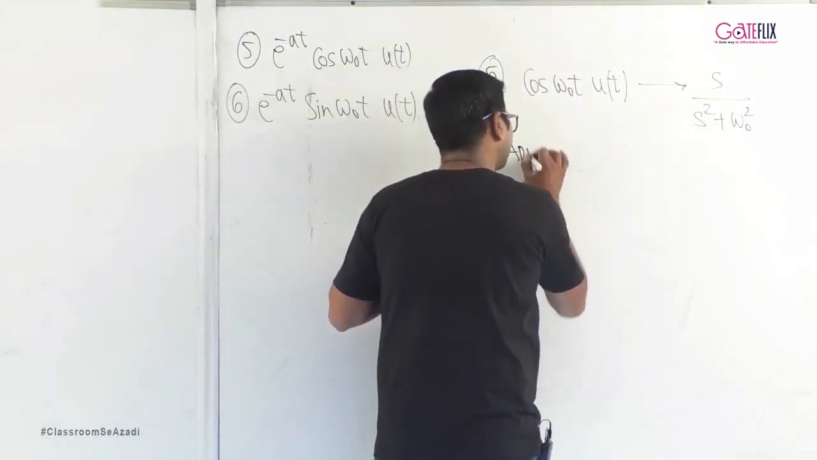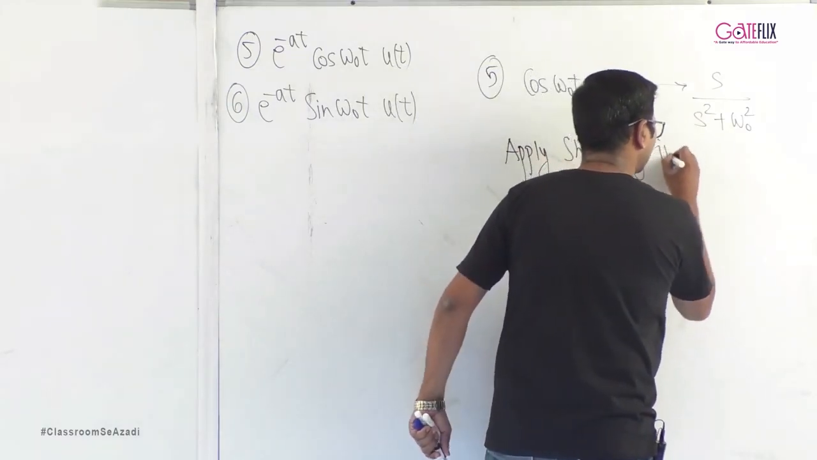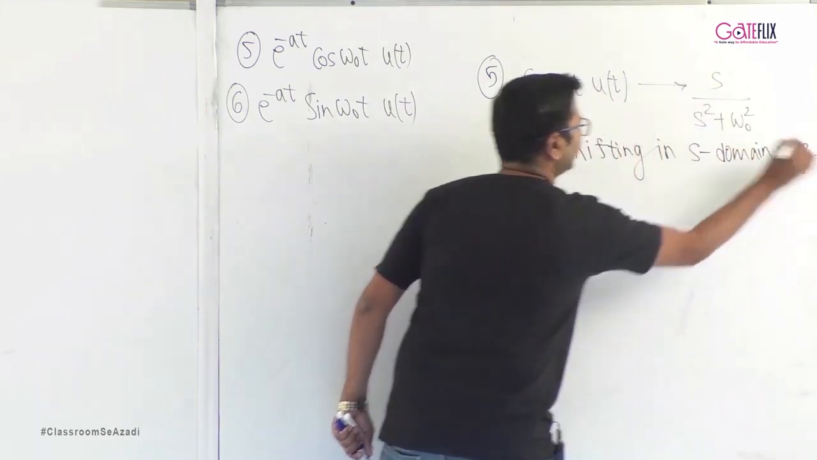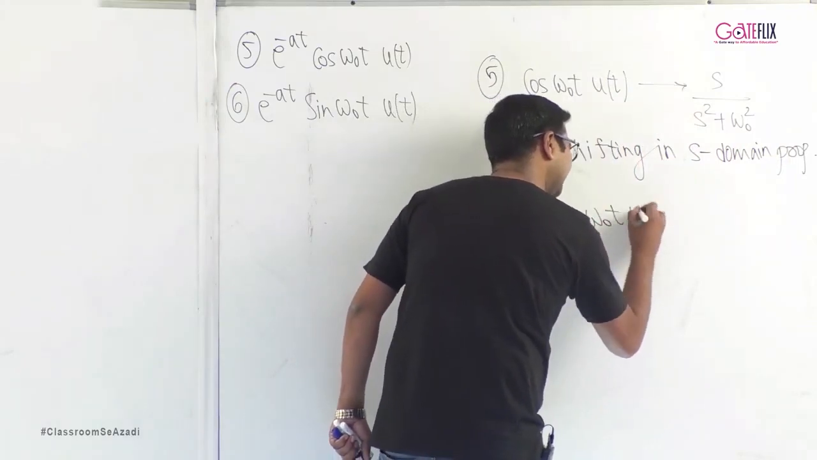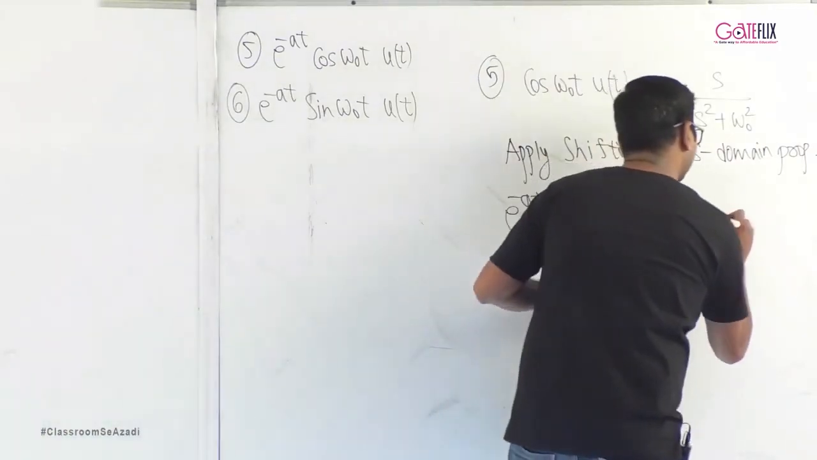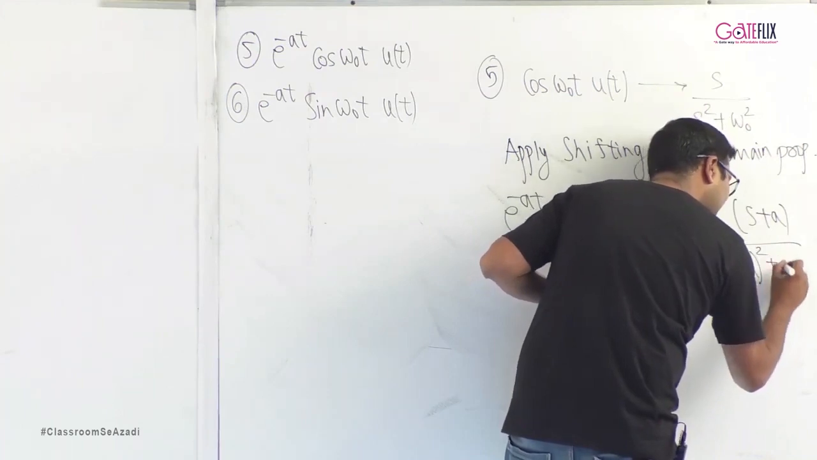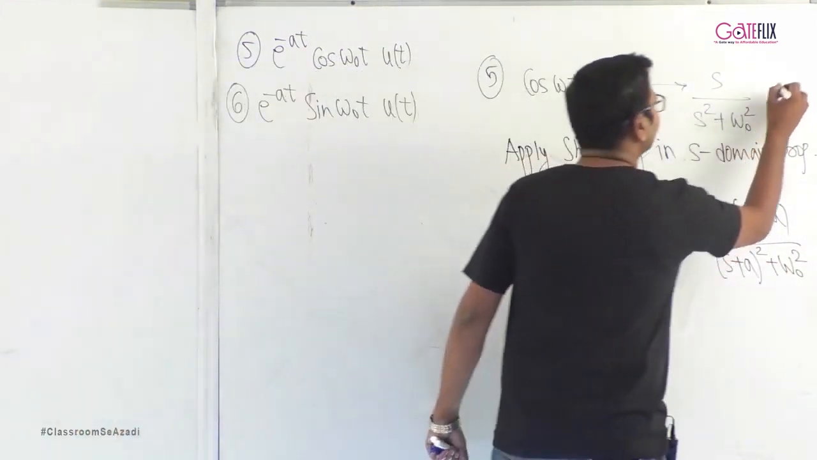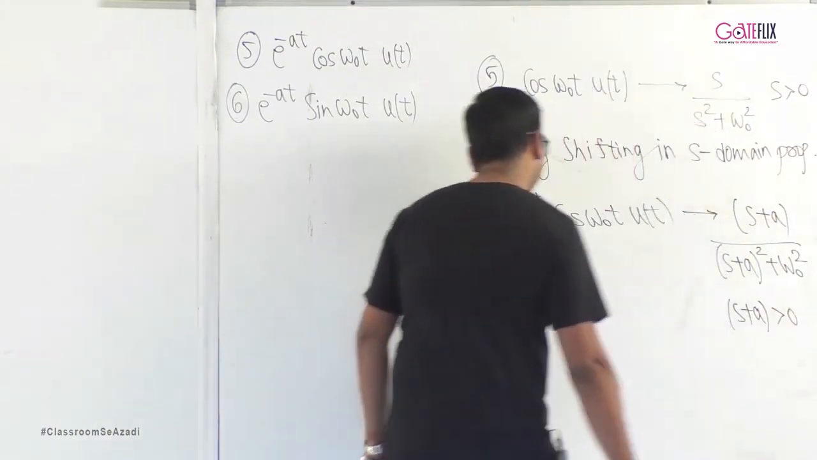We will apply the shifting in s domain property. The shifting in s domain property: if we multiply the left hand side by e raised to minus at, then on the right hand side s has to be replaced by s plus a. So this will be s plus a whole square plus omega naught square. The ROC here is s greater than 0. So ROC for this will be s plus a greater than 0.